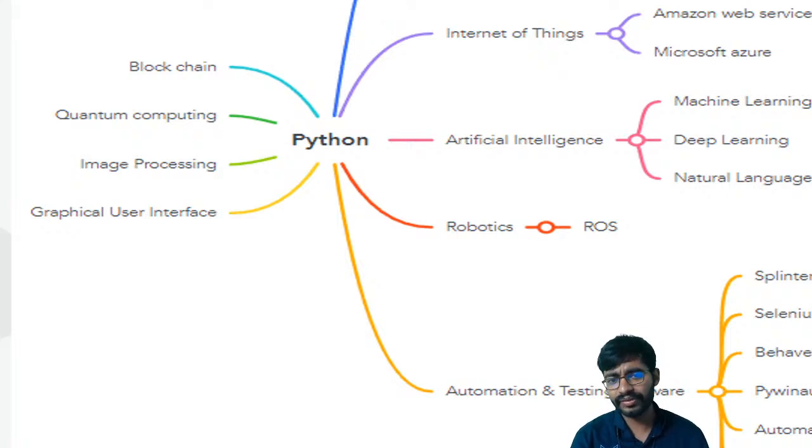Then graphical user interface. For each and every kind of technology, if you want to make it easy for the user to access, a graphical user interface is required. Compared to other programming languages, Python provides a variety of options like PyQt5, Tkinter, and others. These kinds of packages will help you a lot in creating GUIs.